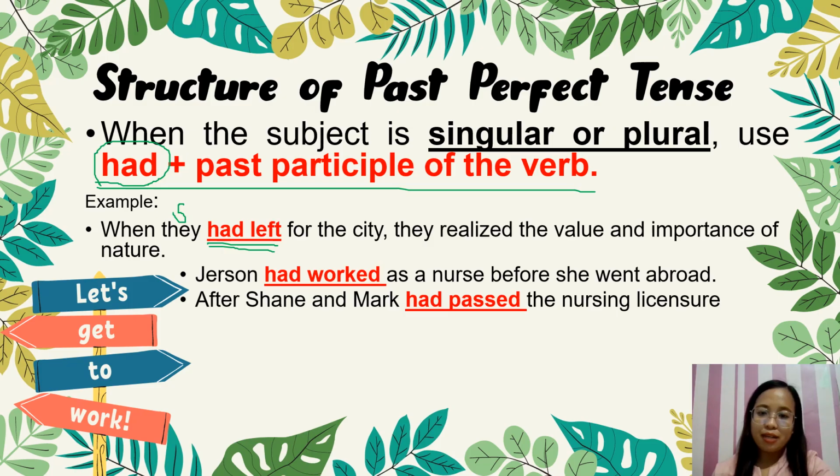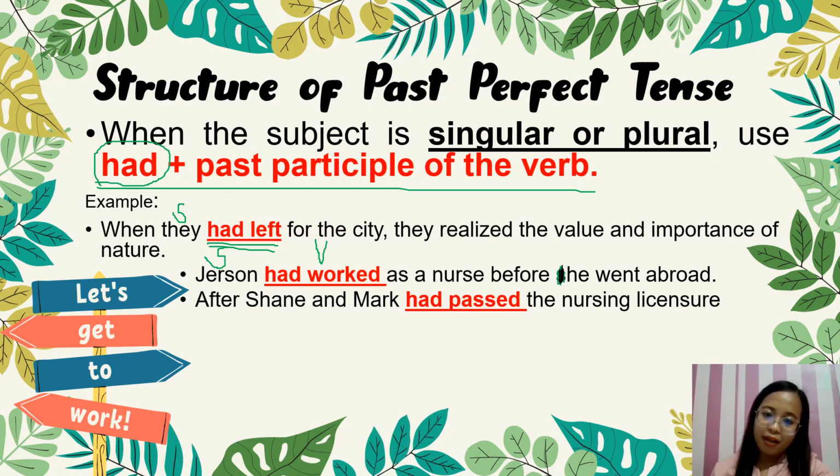Jerson had worked as a nurse before she went abroad. Okay? Or pwede siyang he. Pwede rin tong he na lang, kasi Jerson, lalaki siya, di ba? Alright. So, ang subject natin dito ay si Jerson, and the verb is had worked. So, sa Jerson daw, nagtrabaho na muna siya bilang nurse bago siya pumunta sa abroad. Alright, next sentence.